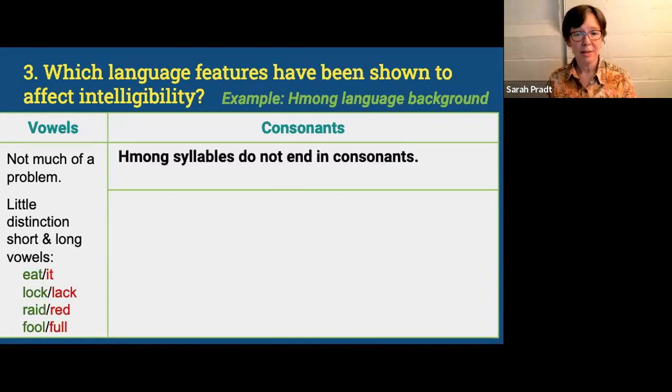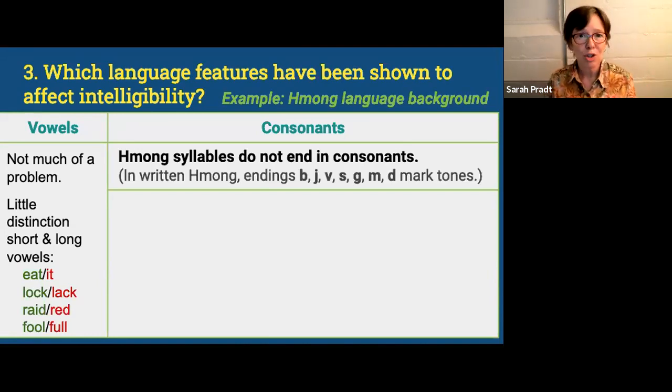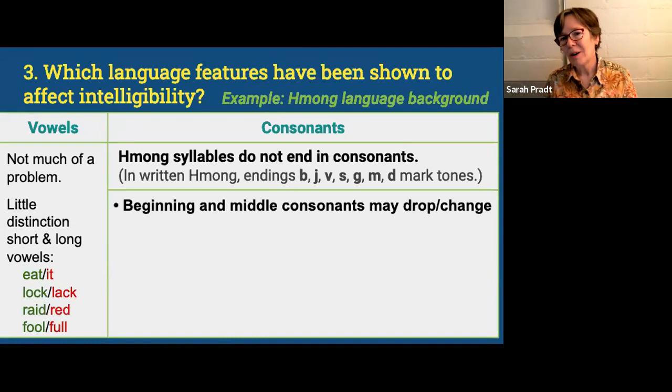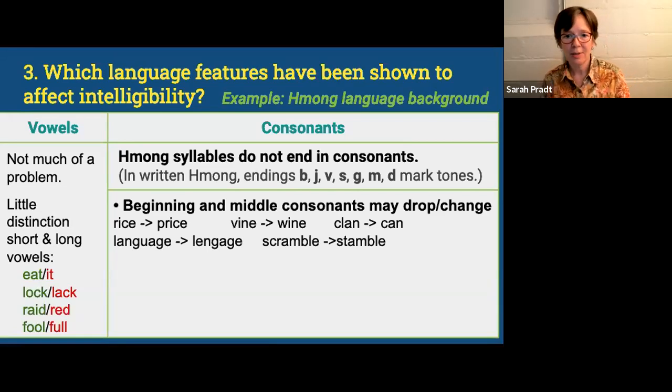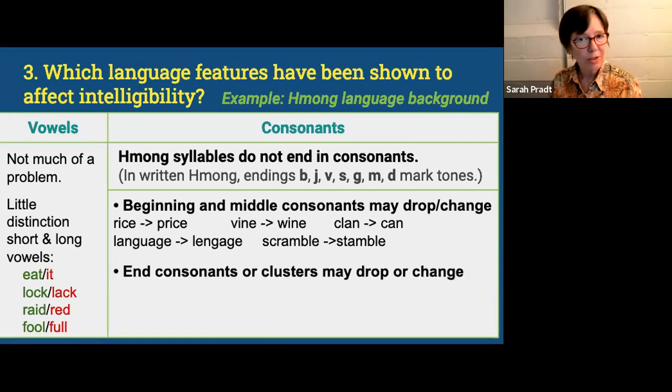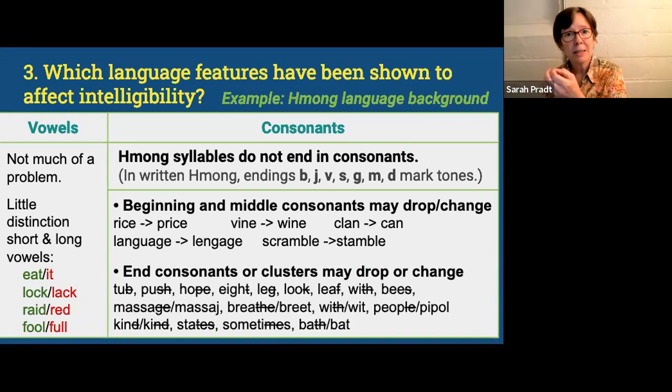A bigger issue is consonants. So Hmong syllables do not end in consonants, never, except in a nasal sound like mm. So what does that mean? Now, you might see consonants when you see written Hmong, but that's because those letters are marking tones, because Hmong is a tonal language. So what that means is beginning and middle consonants may drop or change. So you could see these sorts of changes, right? End consonants or clusters of consonants might drop or change. So you would see these kinds of changes. These sounds would be dropped or changed.